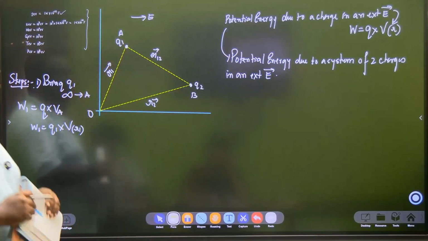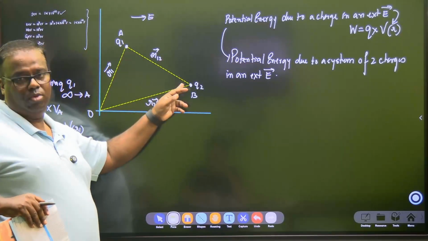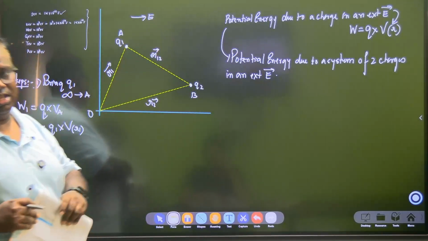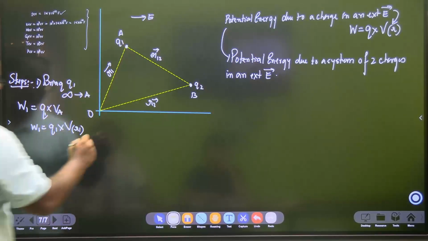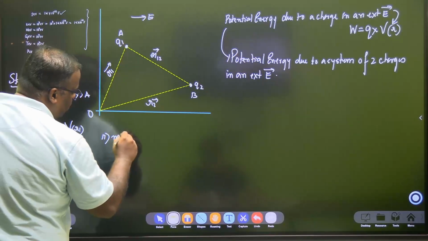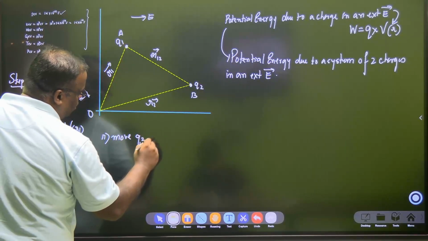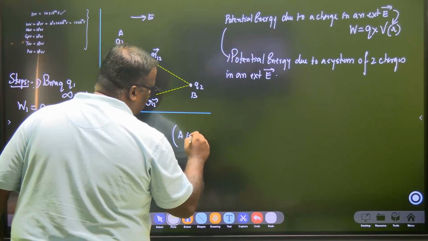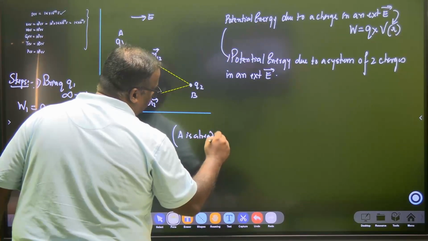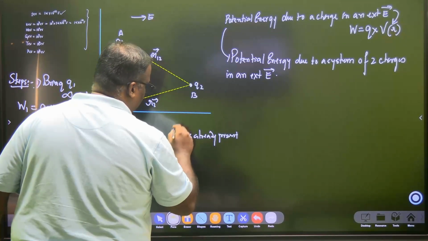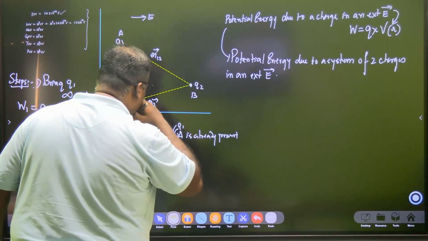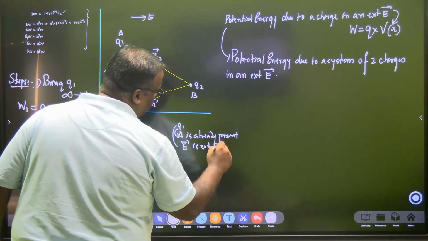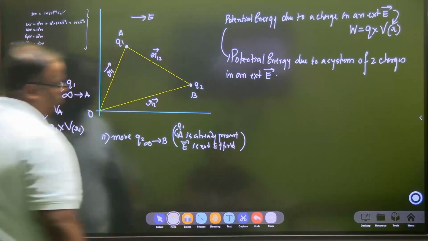So when you calculate the potential due to A, we use R12, and that is the potential at B due to this charge which is already existing. So my second step will be to move Q2 from infinity to B. Q1 is already present at A and E is the external electric field. You have to take care of both of these.